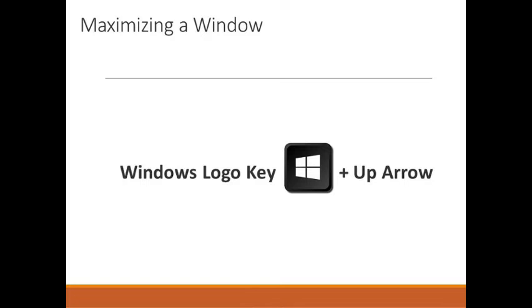The next shortcut we're going to take a look at is how to maximize a window. So to maximize a window of an internet browser that you're on, or a tab that you're on, or any other program that you have open on your computer, you would click on the Windows key on your keyboard along with the up arrow.